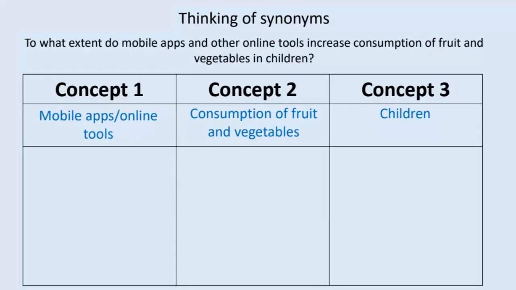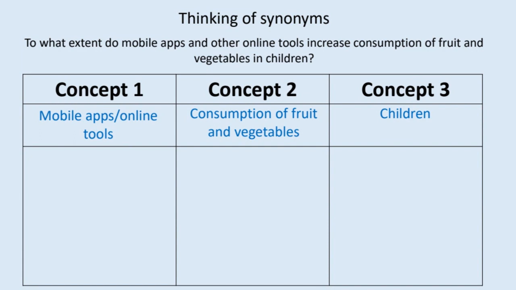So thinking about our example question here, and I realise you're not all experts in mobile apps for consumption of fruit and veg in children, but I'm hoping that most of you can understand what this question is asking. So what I'm going to ask you now is to think of some possible alternative terms we could use to search in each of our different concepts. Because there are quite a few of you here, I'm going to ask you to type them in the chat rather than on the screen.